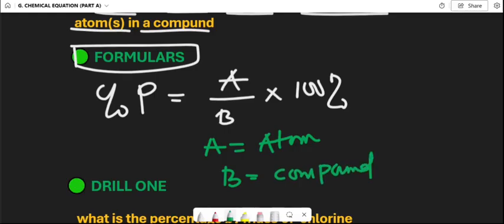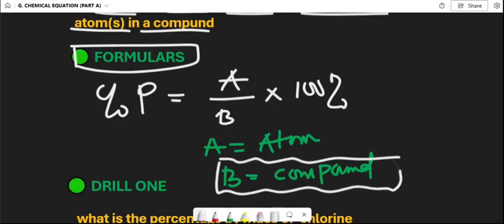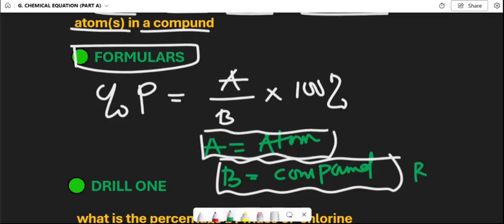So for us to solve a percentage by mass, we firstly need to calculate the relative atomic mass of the compound, that is, the relative molecular mass of the compound. Then we determine the relative atomic mass of the atom. Then we simplify by using the formula. Let's give an example.